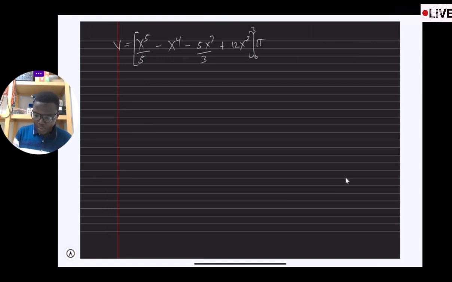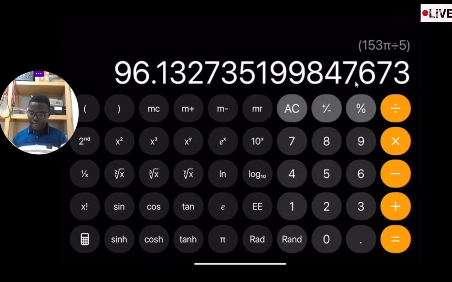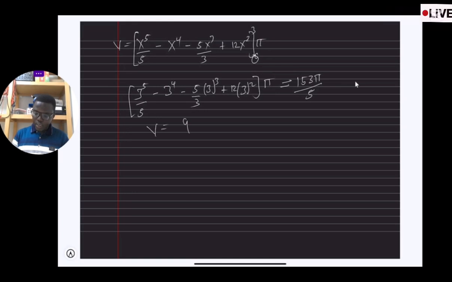The limit of integration is from 0 to 3. Because everything for the 0 part gives us 0, we just have to put in the 3. For example, 3 to the power 5 over 5, minus 3 to the power 4, minus 5 over 3 times 3 to the power 3, plus 12 times 3 to the power 2. We multiply by pi, and in that case we get 153 pi over 5, and in decimal we get 96.133 as our volume. So basically this is not difficult.